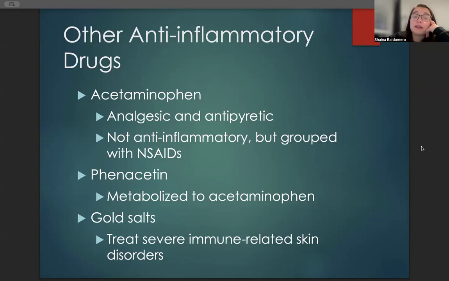Phenacetin is also another one that's metabolized to acetaminophen. So it pretty much is acetaminophen. It's just the form that it comes in before it's metabolized.